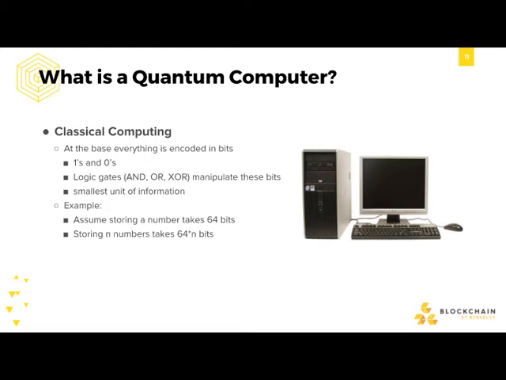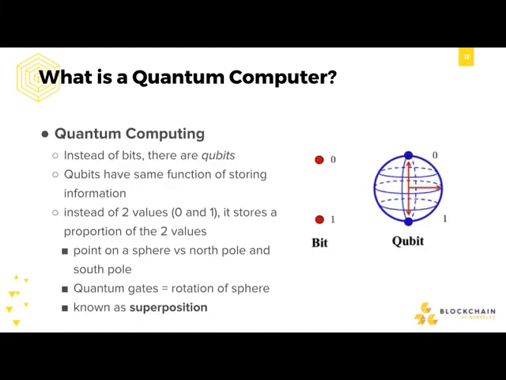A bit in the computer is generally the smallest unit of information you'll have. At the base, everything is stored in these bits. Assume that you have a number that takes 64 bits to store. If you want to store n of those numbers, it'll take 64n bits inside the computer. Now quantum computing is similar, but instead of bits, it has these things called qubits. Qubits have the same basic idea of storing information, but instead of storing a 0 or a 1, they store a proportion of 0 and 1.